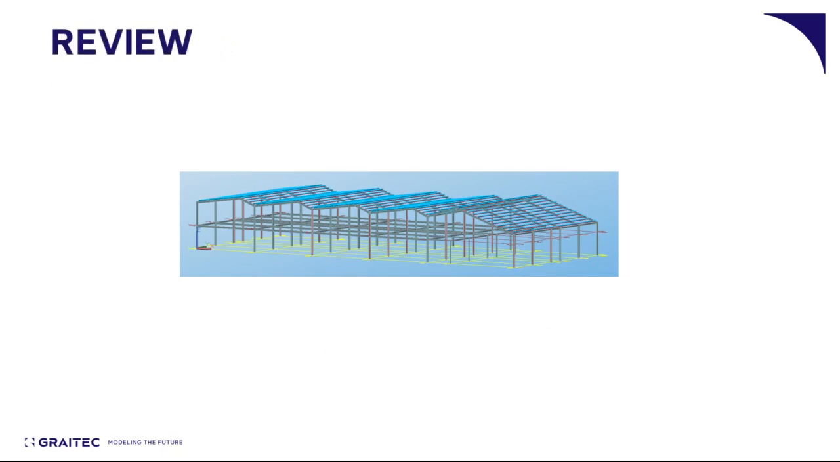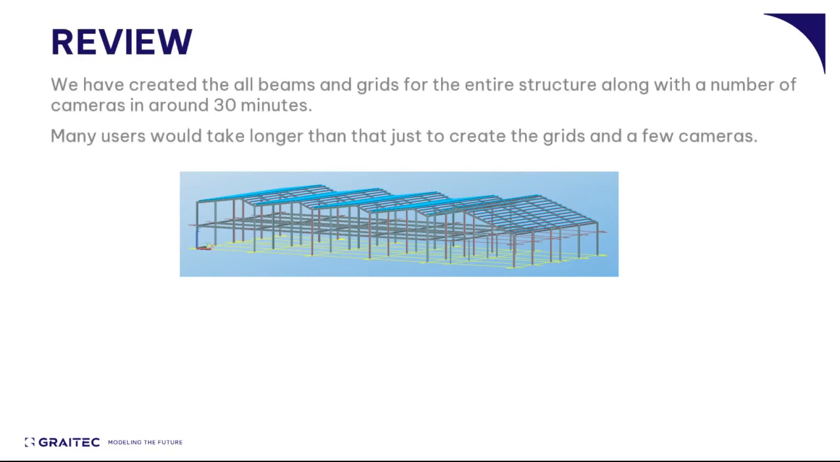So we've already created a vast majority of our school building. We've created all the beams and all the grids for the entire structure, along with a number of cameras ready for the GAs later, and we've done all of that in around 30 minutes. I know that many users would struggle a bit with the grids, so it might take longer than that just to create the grids and a handful of cameras. Could easily take 30 minutes. So this is a very fast and efficient workflow once you master it.